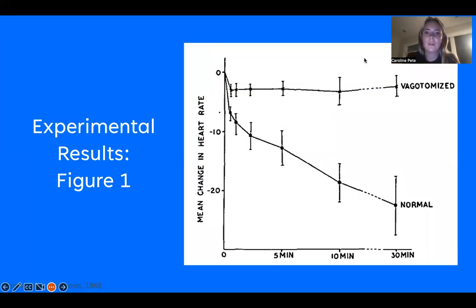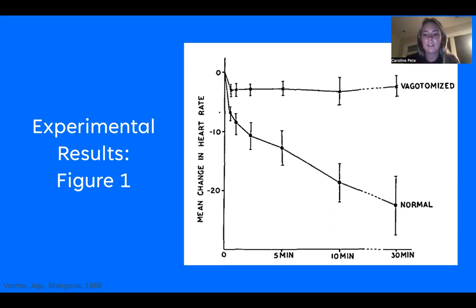And so here we have figure 1. So this figure displays the mean change in heart rate. The difference between the effect on heart rate with or without the vagi cut is shown. So looking at the normal and vagotomized results, you can see that the bilateral vagotomy greatly reduced the effect on the heart rate from an intraventricular injection of 1 unit of vasopressin.